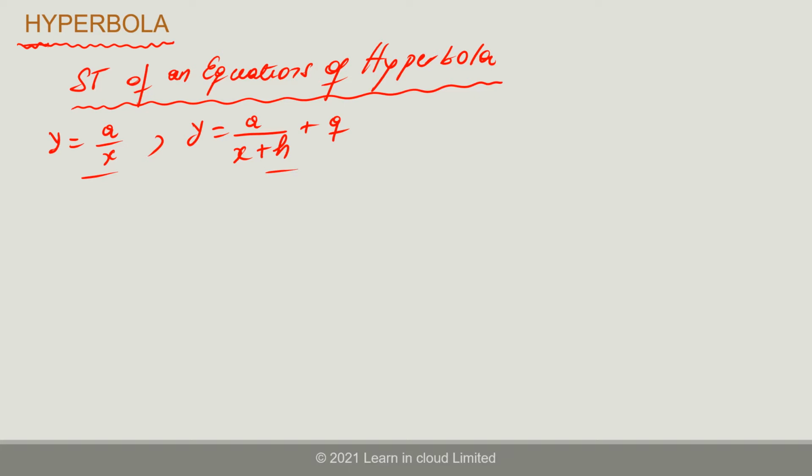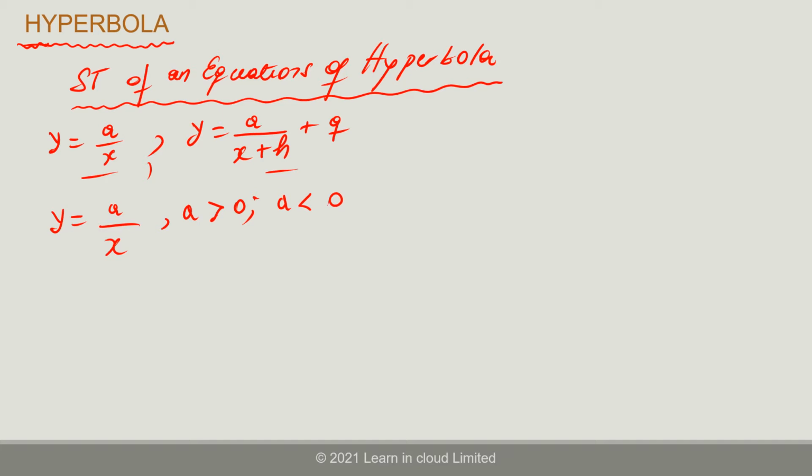So the first standard form of equations, you know that we don't have the value of h and we don't have the value of q. And then how do you draw the graph of this type of equations? First thing we need to understand from the first equation, a over x: a can be greater than 0, that means positive, or a can be less than 0, or negative.